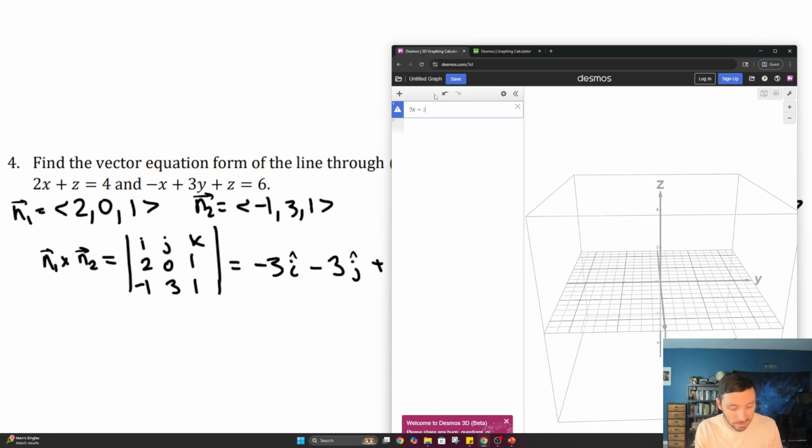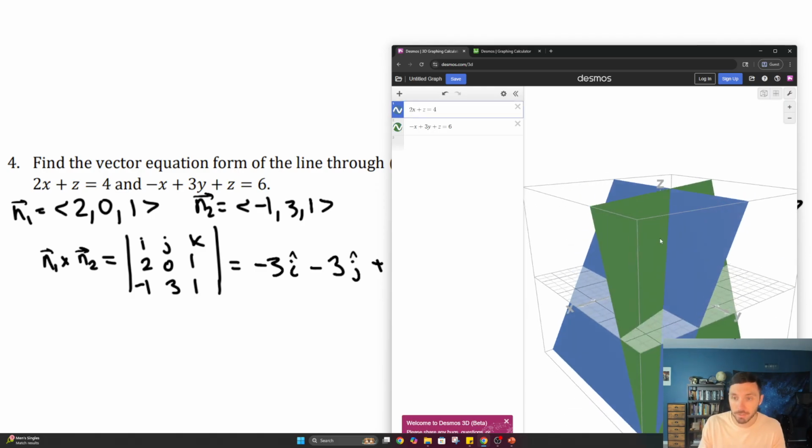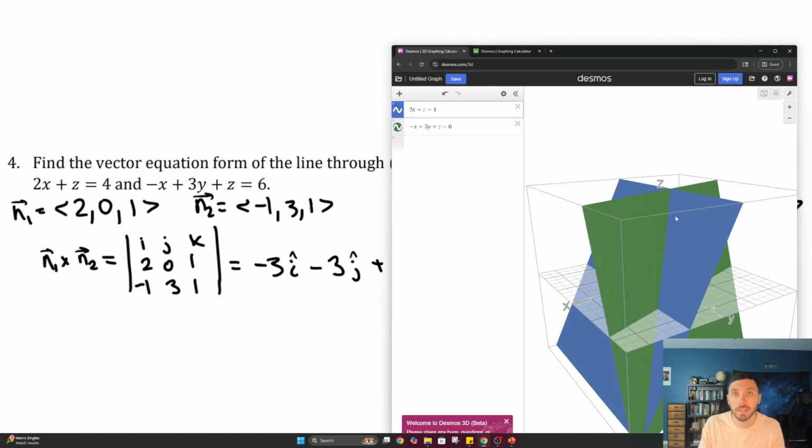2x plus z is equal to 4. And then I have negative x plus 3y, and I've got a good way to think about this actually, plus z is equal to 6. Awesome. So clearly they intersect at a line, right? A plane and a plane. It makes sense that they intersect. The intersection is just this line.